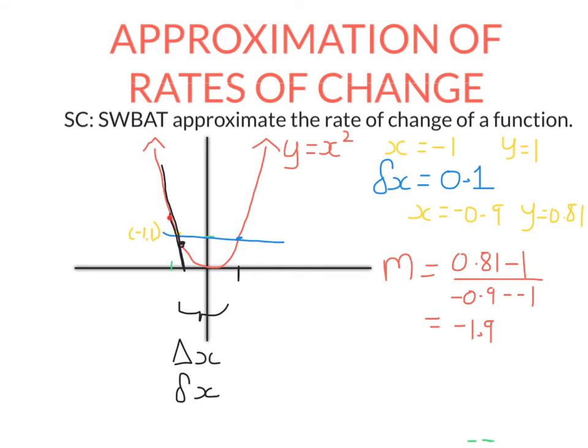So what exactly is this saying? It is saying that in this region, around the point where x is -1, the gradient is -1.9. Around this area, each time we increase x by 1 unit, y is decreasing by about 1.9 units. The gradient of this black secant is -1.9. We've approximated the gradient in this region.